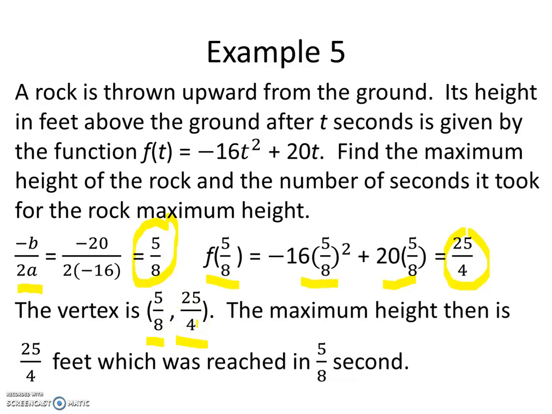We said the y value would be the maximum, so it can be the maximum or the minimum depending on whether it opens upward or downward. In this case, it opens downwards because of this negative outside, so it is a maximum. Then the maximum height is 25/4 feet, which was reached in our x value of 5/8 of a second.